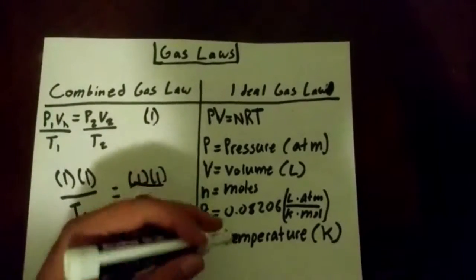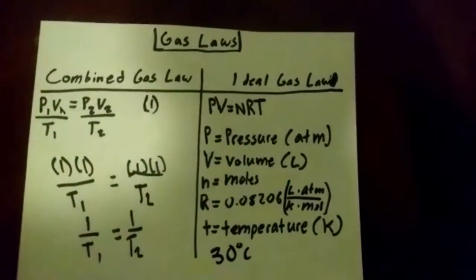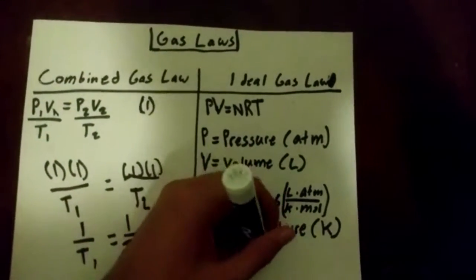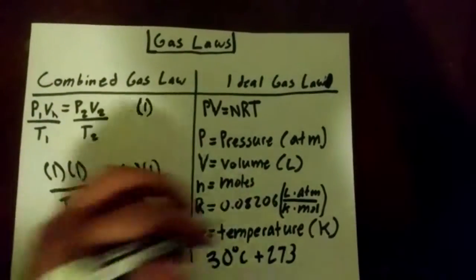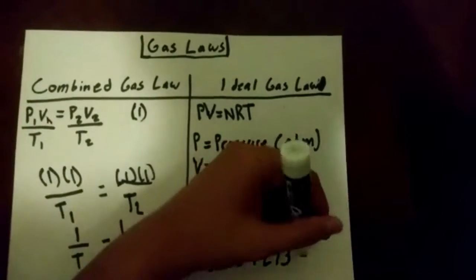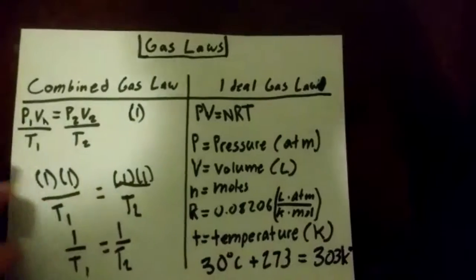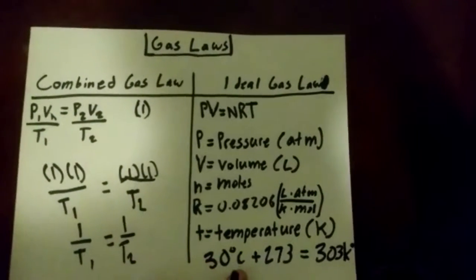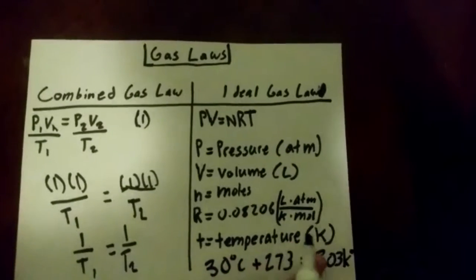So if they give you, let's say, 30 degrees Celsius, in order to turn that into Kelvin, you simply just add 273. So in this example, 30 degrees Celsius is equal to 303 Kelvin. And again, whatever Celsius you have, just add 273, and that's how much Kelvin you had, because temperature is always measured in Kelvin.